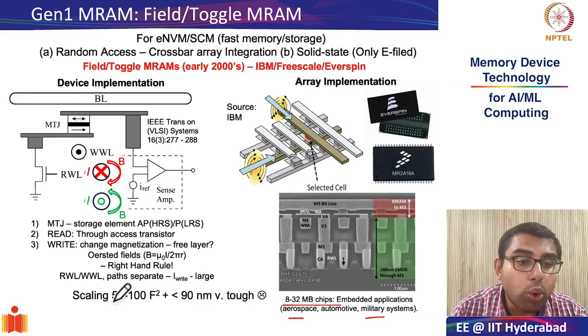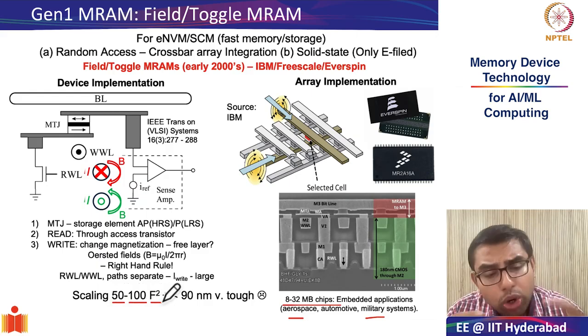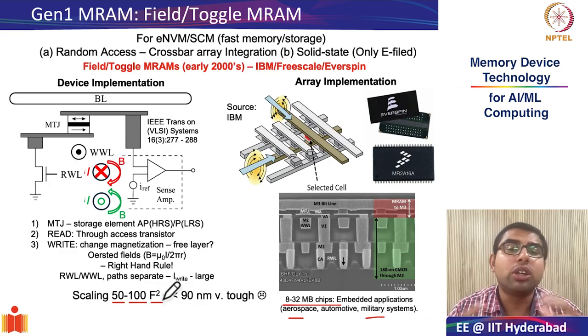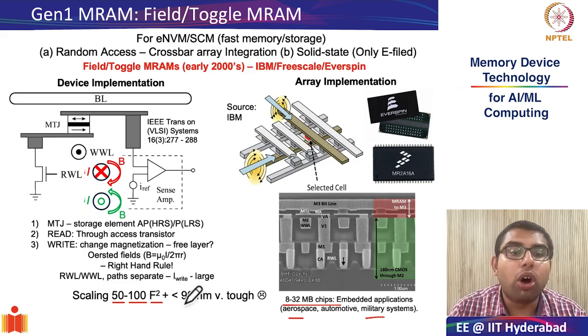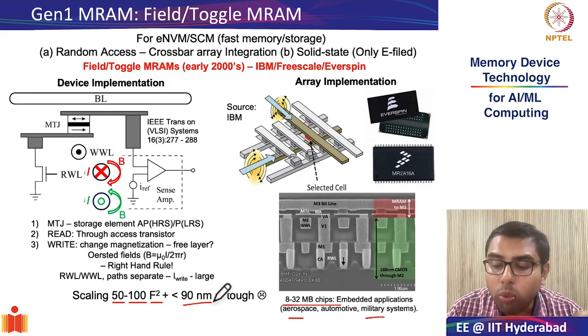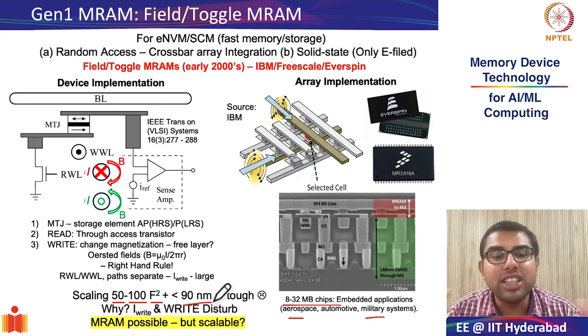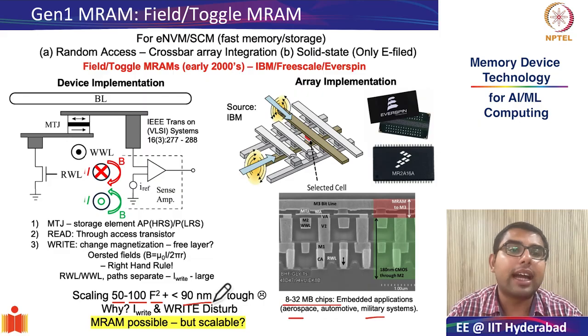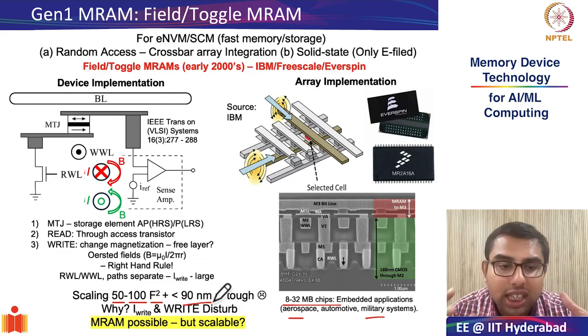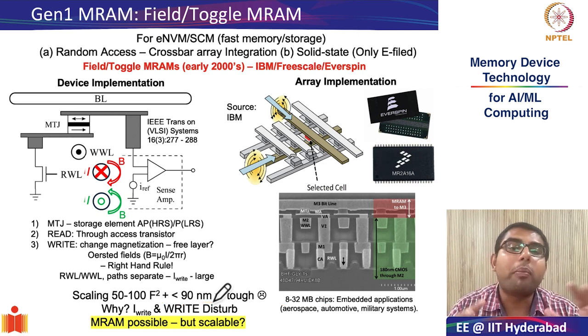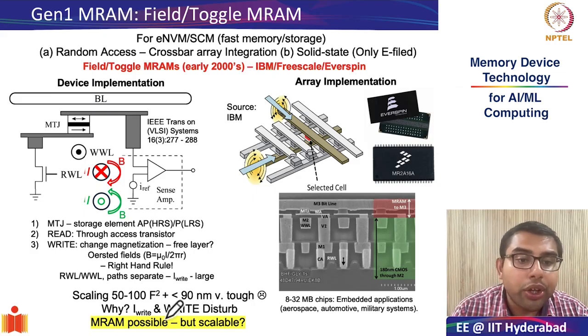You could only go to 50 to 100 F squared. Not only that, the smallest feature size or the smallest logic node beyond which it became very tough to scale these MRAMs was the 90 nanometer node. Why was this the case? The primary reason was that the write currents that were being applied were so large that they were causing a lot of power consumption.